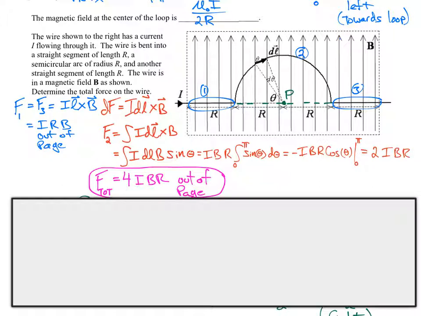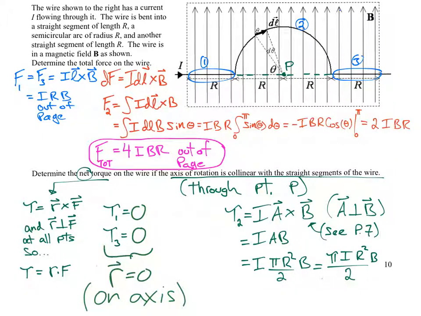So here we substitute dl as our radius times d theta, which is our little angular change here. We're going to integrate from 0 all the way over to pi. Easy enough to do that with a sine function. We get cosine, we evaluate from 0 to pi, and we end up with 2 IBR, which we combine with 2 of these, 1 for the first section, 1 for the third section, and we end up with a total force of 4 IBR, and that points out of the page.